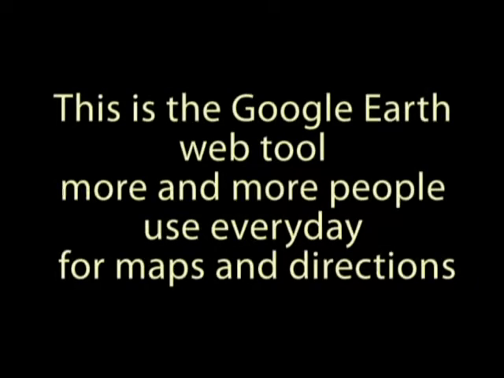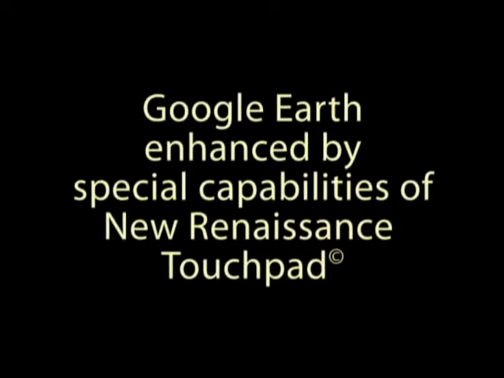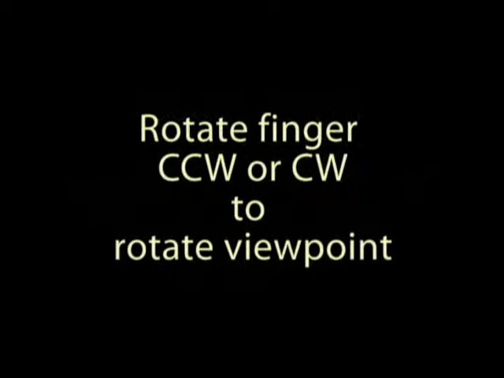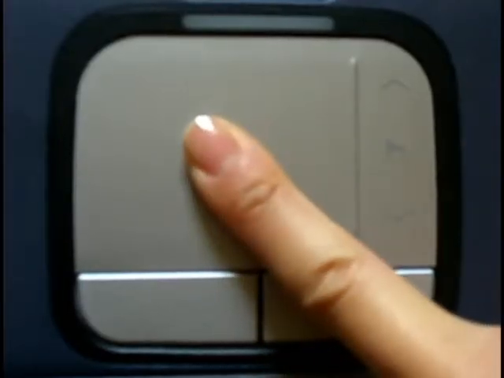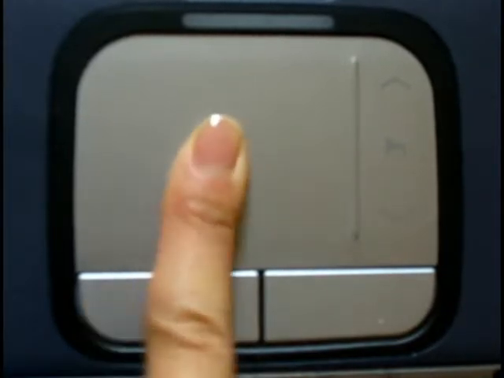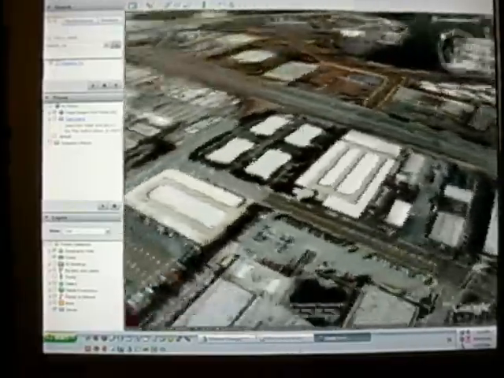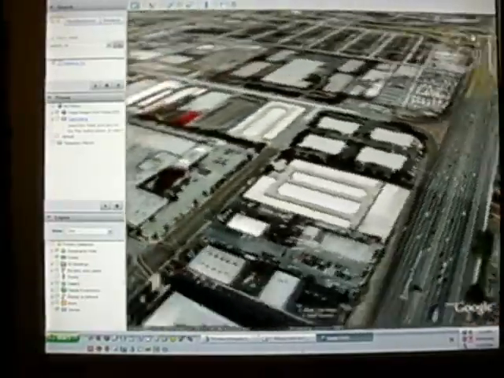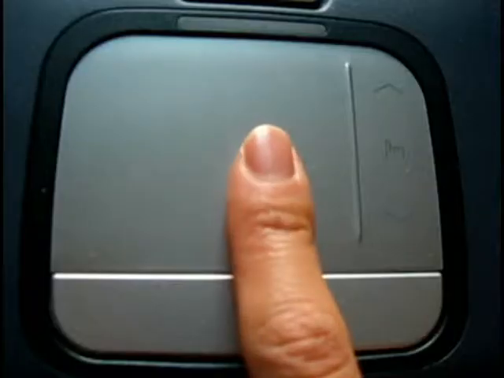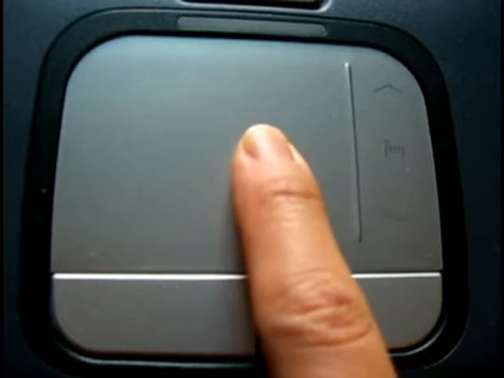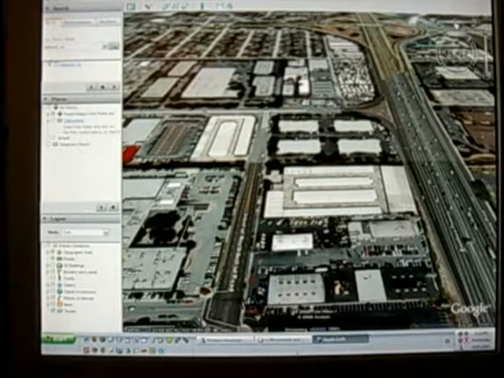Here's an example using the Google Earth tool. So we'll just close in here. We'll enhance that with our new Renaissance touchpad. Use our rotation to rotate the viewpoint. A natural metaphor, much better than sliding a mouse around on the table. As you move the finger, the view moves right along with it, just like you'd expect. Similarly, tilting the finger forward and back will shift the viewpoint up and down. Again, a strong metaphor between moving your hand and what you'd expect to see. This makes this particular application much easier to use.